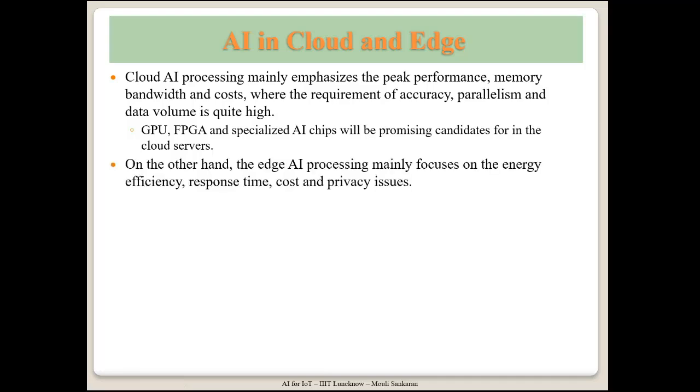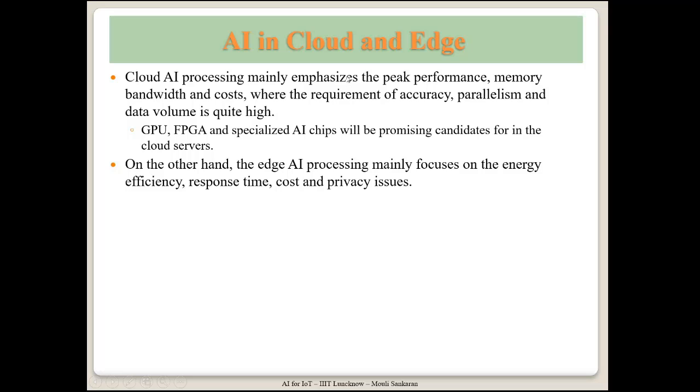Whereas on the edge AI, when you run an AI algorithm on edge devices or IoT, the processing mainly focuses on energy efficiency. You have to be very careful that you don't consume more power, you don't consume more time, because the response time has to be faster. Of course, you have to be efficient, and cost is also a major constraint. You cannot have very high-end devices on the edge devices. And privacy issues, because anybody can tamper with that.